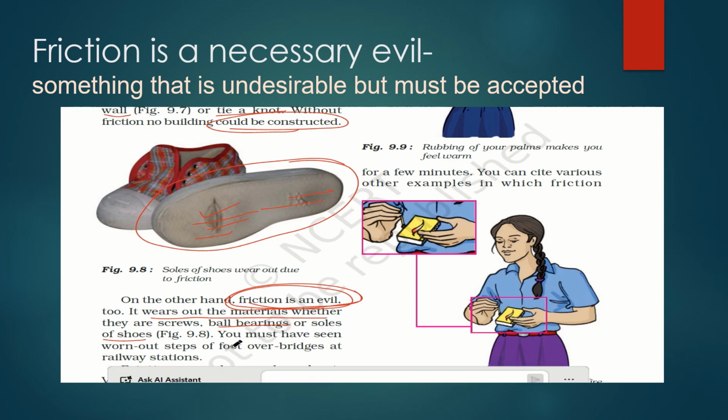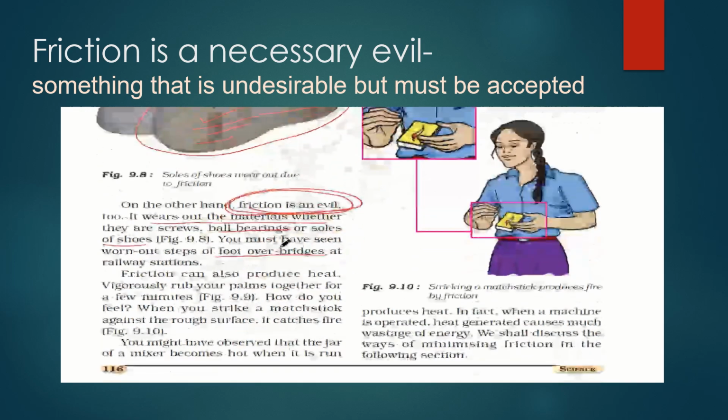There are other examples as well. When you are walking over footbridges in railway stations or any subway, you will see that the steps have worn out after 5-10 years, because lakhs of people travel through these footbridges daily. There is a frictional force between the foot and the stone, or whatever material the footbridges are made of, wooden or otherwise. So the frictional force is wearing out the steps. That is also an evil, destroying the footbridges and over bridges.